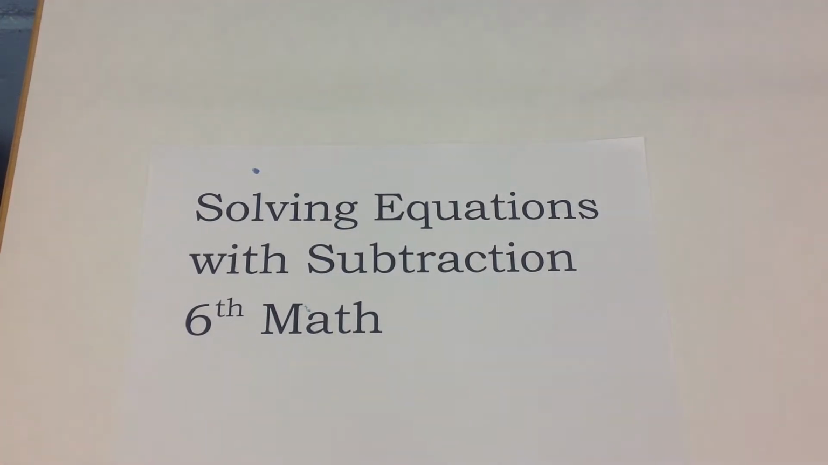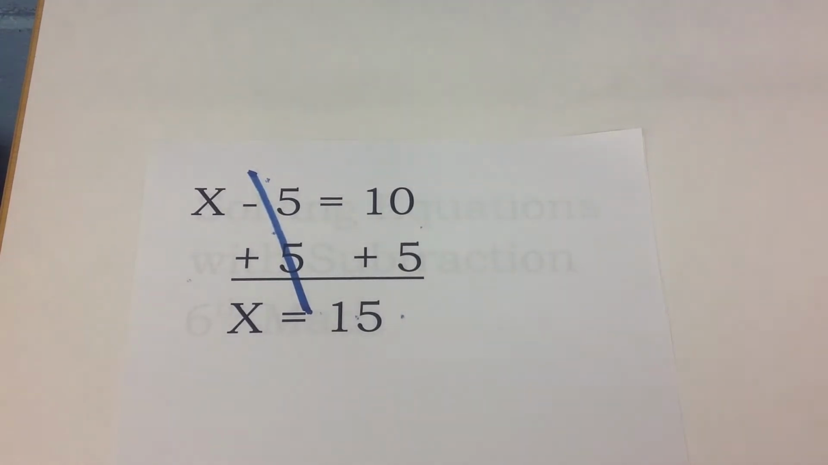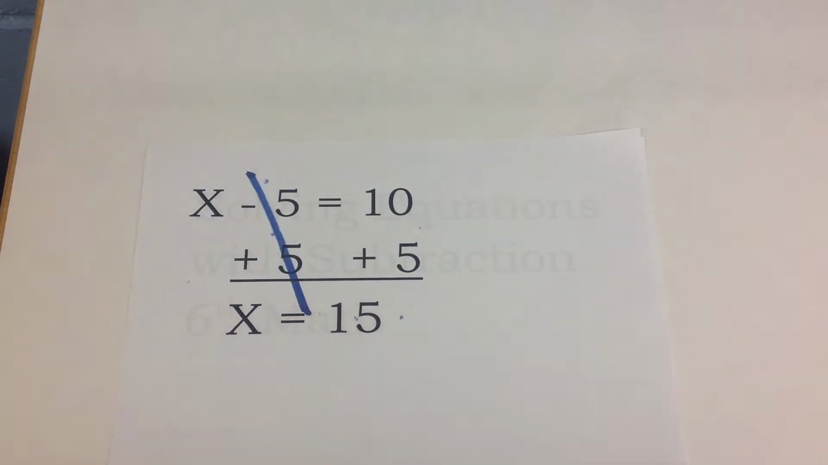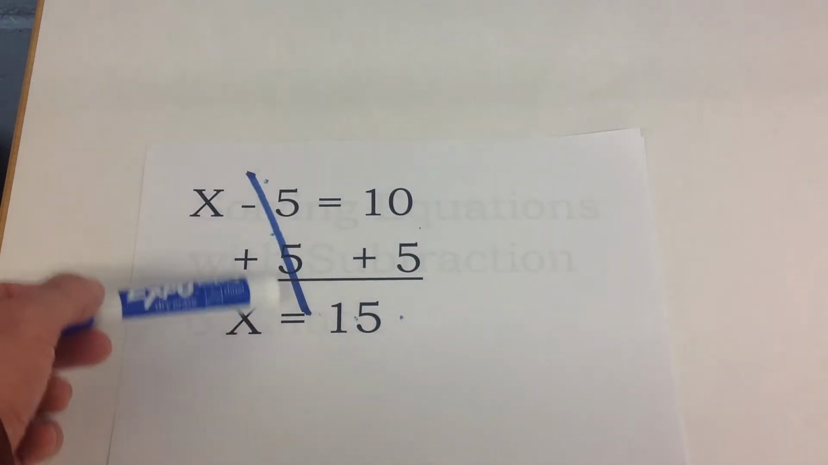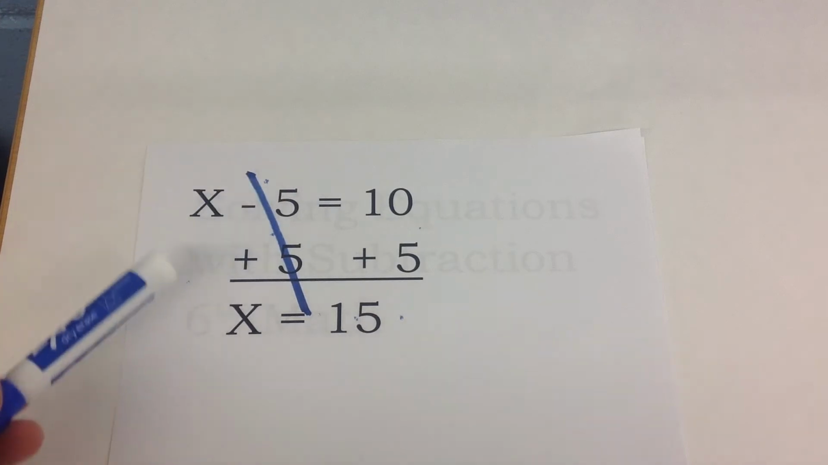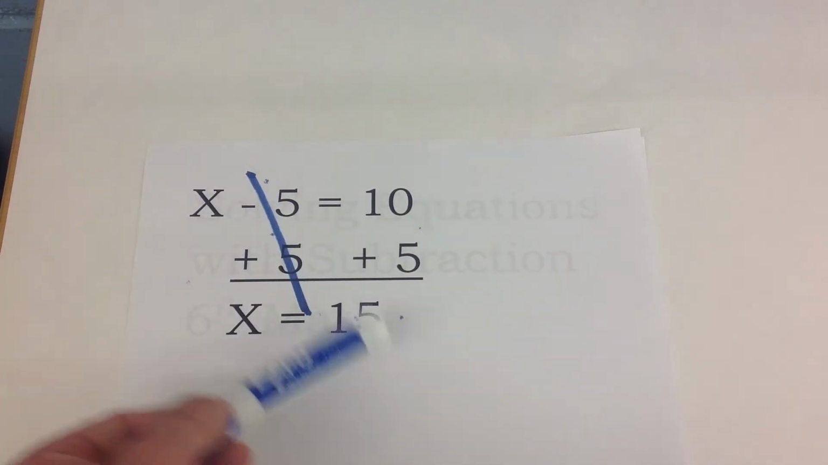Okay, here's our video on solving equations with subtraction. We already solved equations with addition, and it's the same thing in a sense. So here we have x minus 5 equals 10. We know when we have equations, we have two sides of an equation separated by the equal sign. Right? And we want to do the opposite operation. The additive inverses cancel. So here we have minus 5, so if I add 5 on both sides, we'll have that x equals 15.